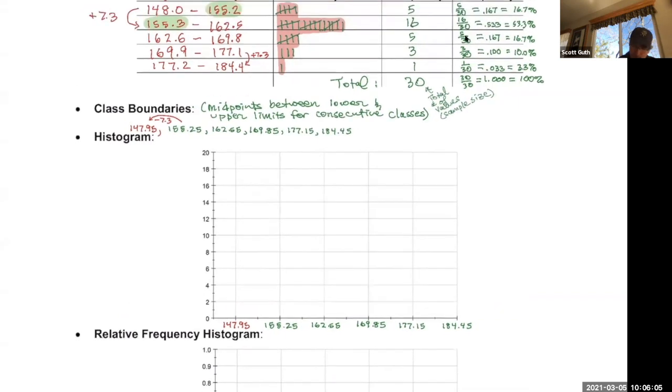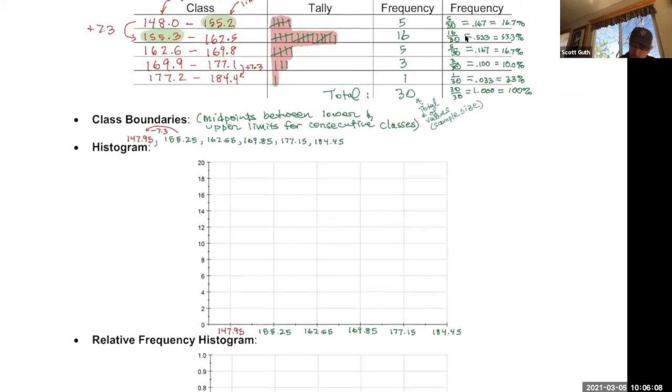See if I can pull this off here. So the first class has 5 values. So I'm going to try and draw a rectangle that goes up to 5. Like that-ish. I think I'm good with that.